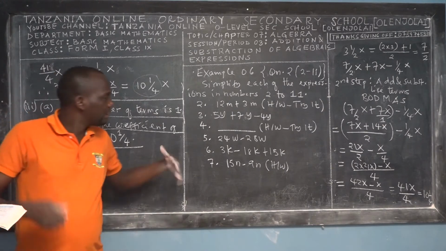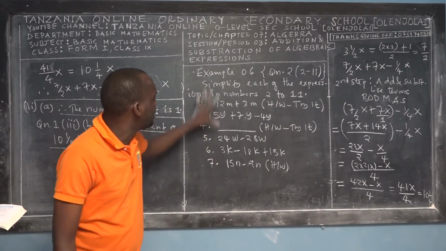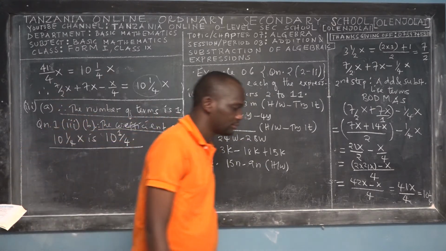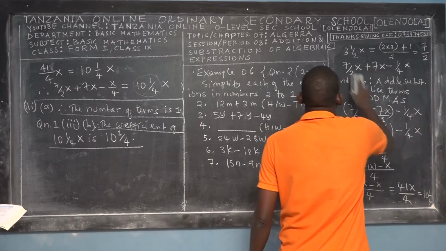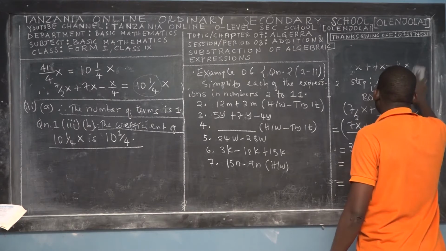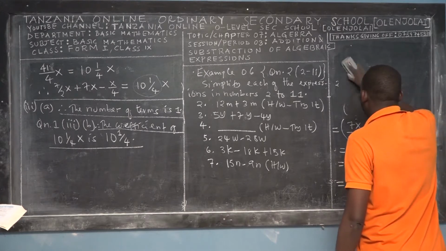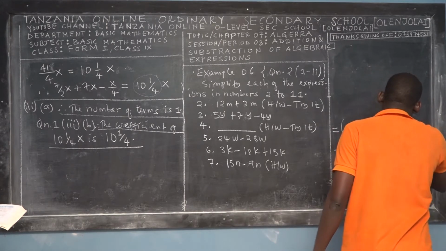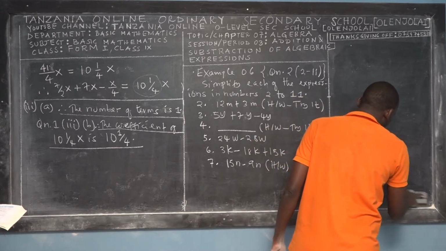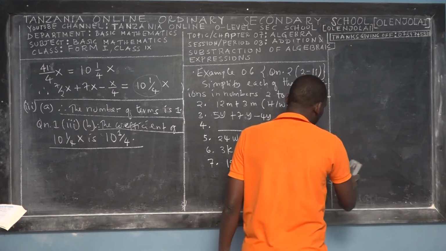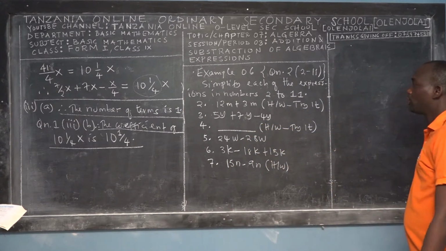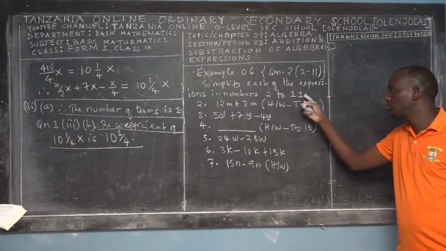So let us solve, and then we'll have example 7s are the continuations from 8 to 11, right? So we have that fantastic question. The question asks us to simplify each of the expressions. This is the beauty of mathematics, because math does not have too much of the stories. It's just conceptual. So simplify each of the expressions in numbers 2 to 11.